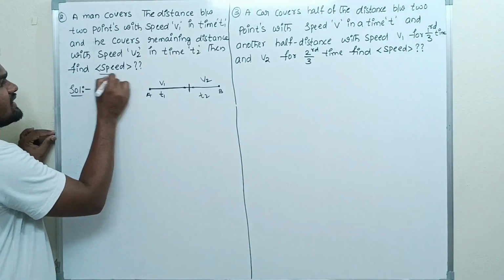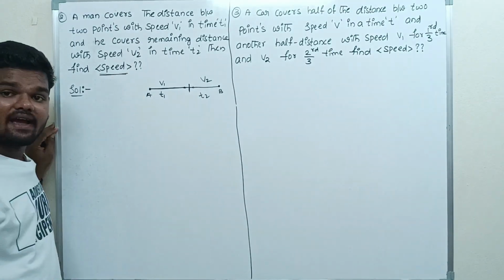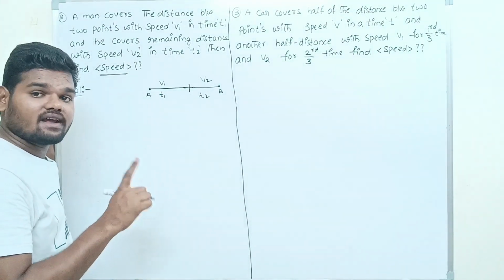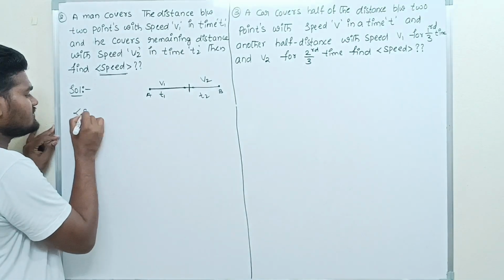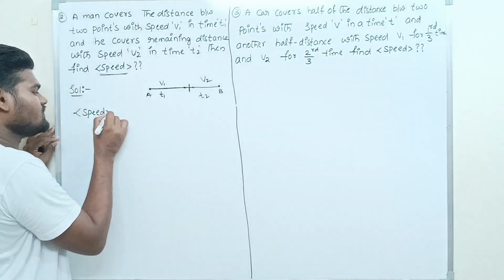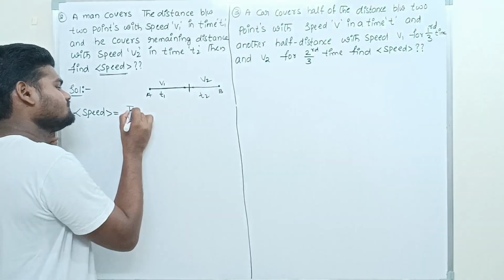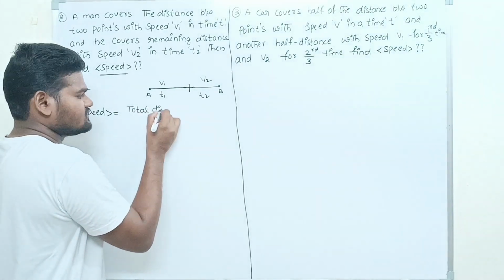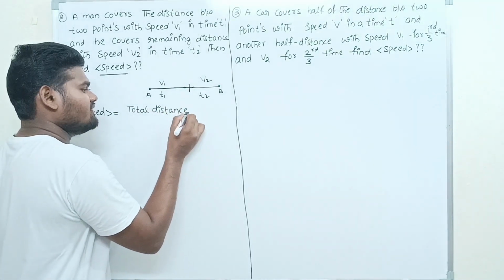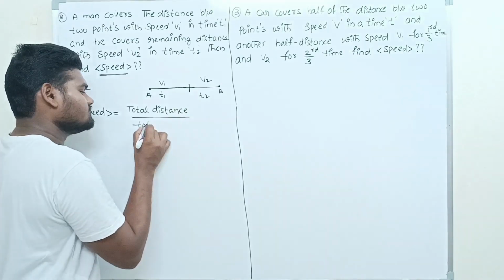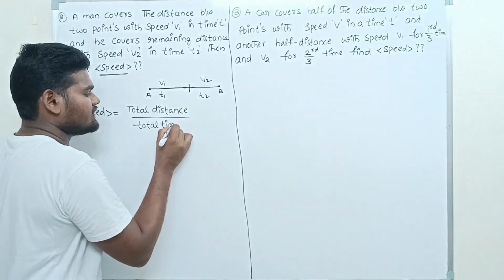So what is he asking us to find? He is asking to find the average speed. So how can we measure average speed? What is the formula we have? Just write the formula. Average speed is equal to total distance divided by total time.